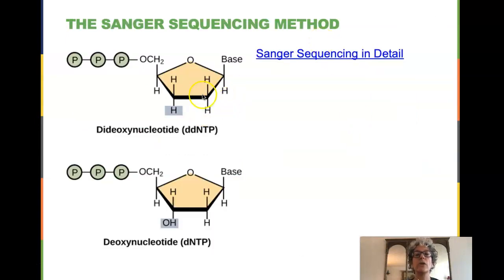This is our normal deoxynucleotide. We have a hydroxyl group at the 3' carbon and an H only at the 2'. But in a di-deoxynucleotide, they both have hydrogens.